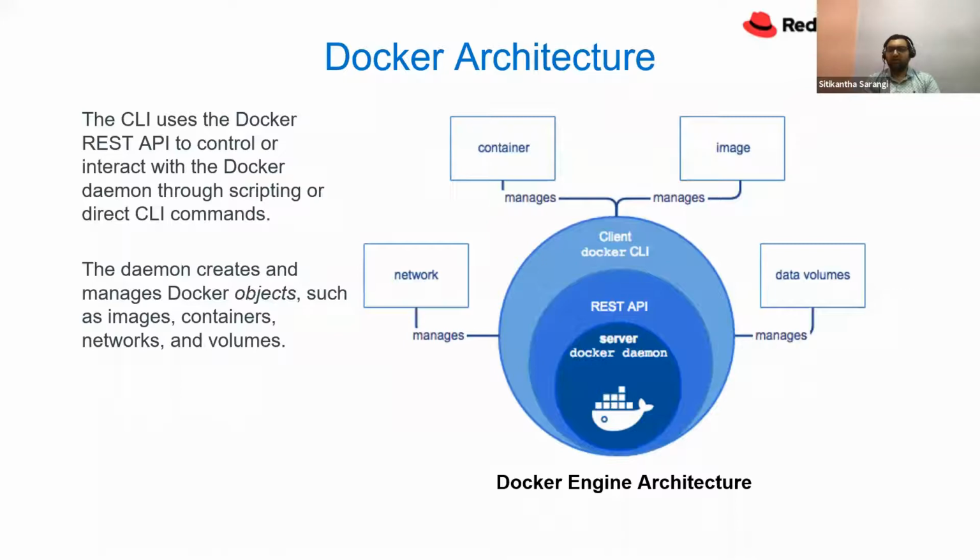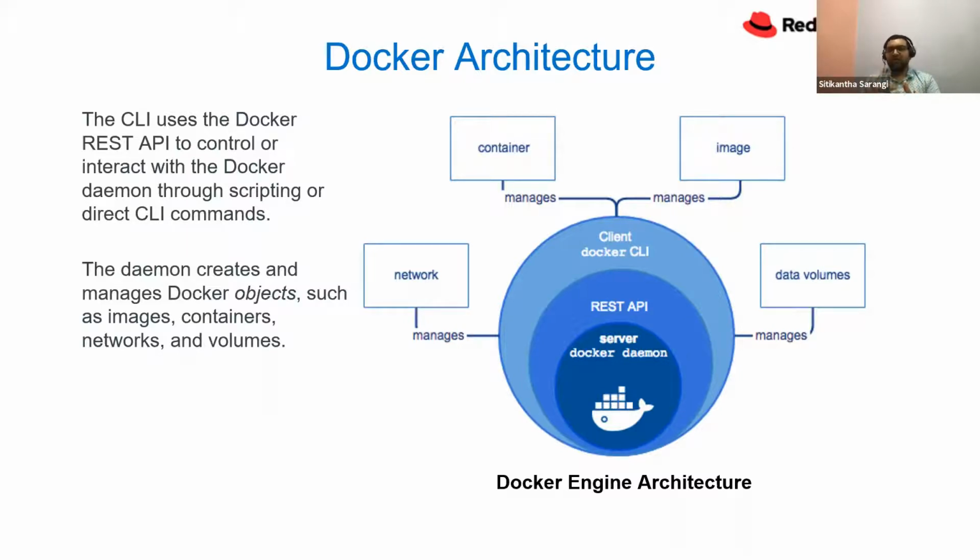The first command is obviously the pull command, that is, Docker pull JBoss image. When you issue this Docker pull command, your Docker CLI client in your local environment will connect to the Docker daemon using the REST API. Then it will perform this task. So that is the architecture of the Docker engine.